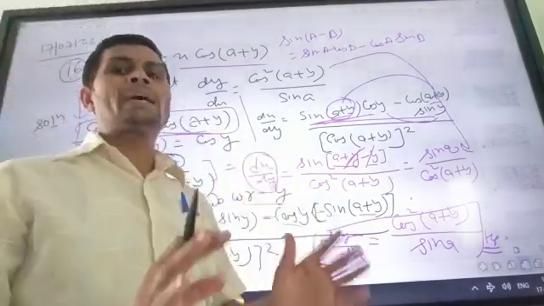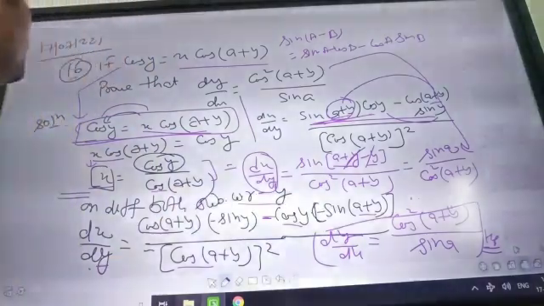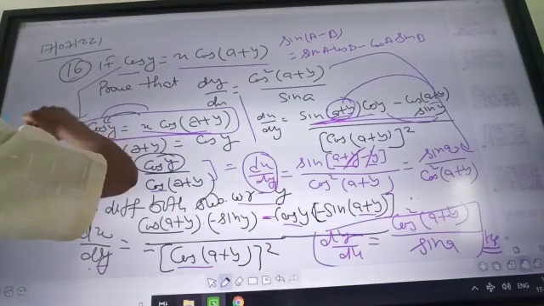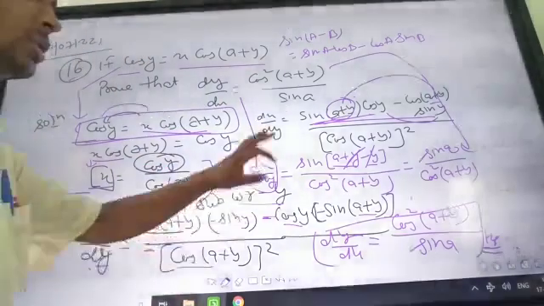This problem is repeated many times in the examination paper. You should do more practice of this question. Sometimes the values may change here. Cos x, cos y, in place of cos y it will be replaced by sin, and sin will be replaced by cos.